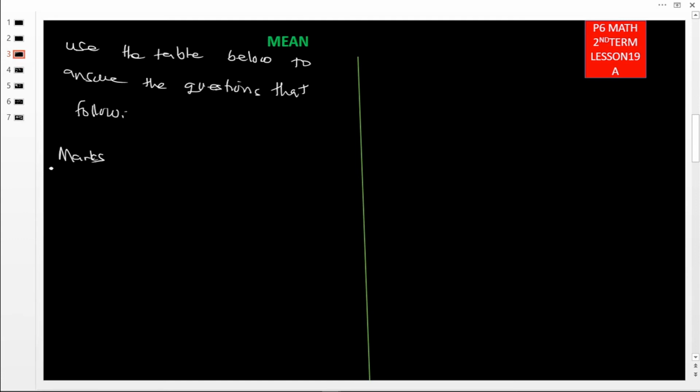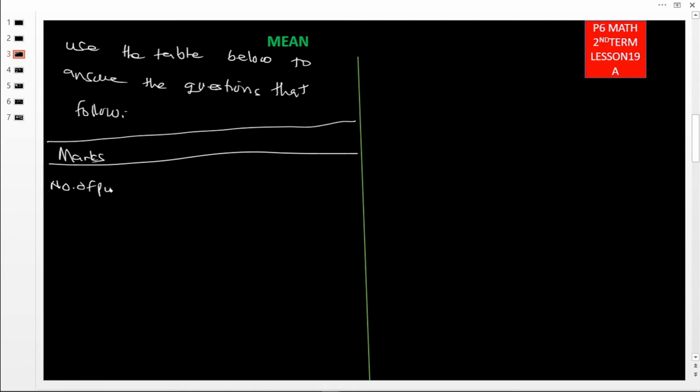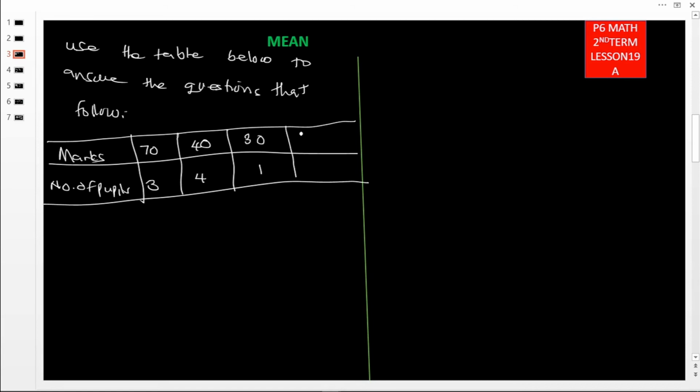We are having marks here. So the column for marks, it's going to be this one here, and number of pupils. Let us get started. So here we have 70. Those ones who got 70, they were 3 pupils. Now we have those ones who got 40. How many were they? They were 4 pupils. Then these ones who got 30, it was 1 person. Then 50, it was also 1 person.